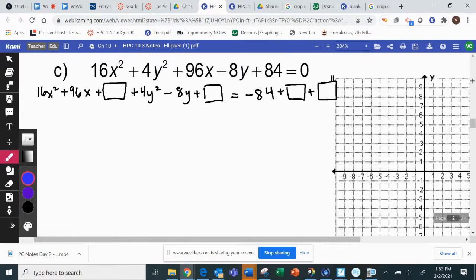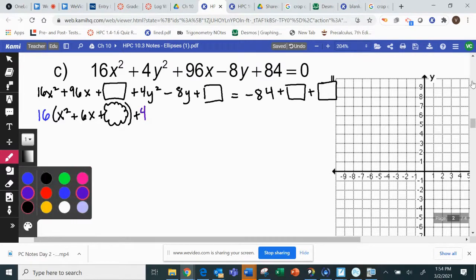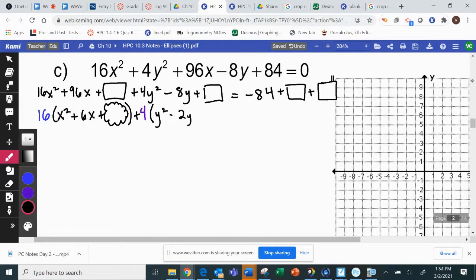So I'm going to go ahead and factor that out. So I'll have 16 x squared plus 6x. But this is not going to be a square anymore because that's a different number. If you watched my video, then you will know what I'm talking about. I'm going to pull out the 4 from the second one, y squared minus 2y plus fluffy cloud equals negative 84 plus, I still have squares on this side.